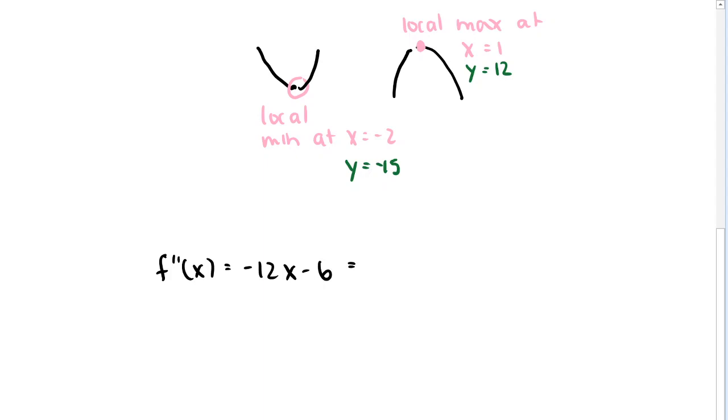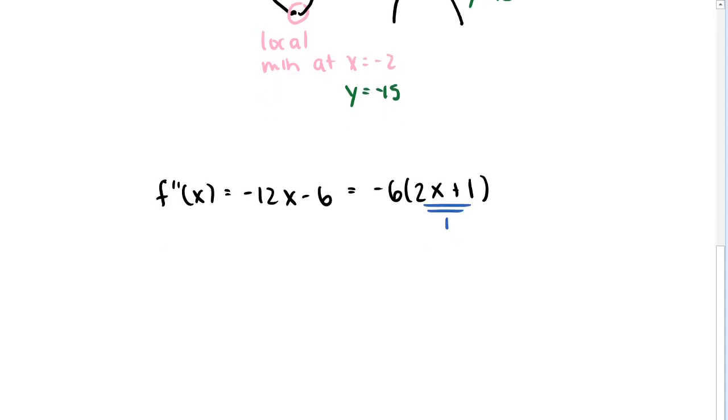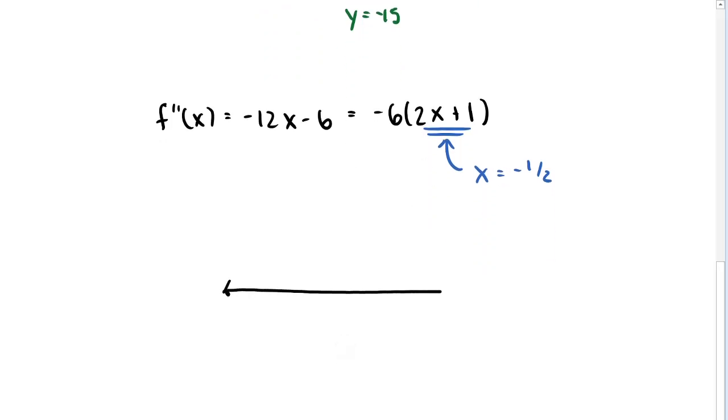So let's find the zeros. I'm going to factor out negative 6 to give us 2x plus 1. And so here we get a 0 of our second derivative when our factor 2x plus 1 is 0. This occurs at x is equal to negative 1/2. So if we draw out our sort of little number line for the second derivative, when it's positive, when it's negative, we know it's 0 at x is equal to negative 1/2. The second derivative is 0 when x is equal to negative 1/2.